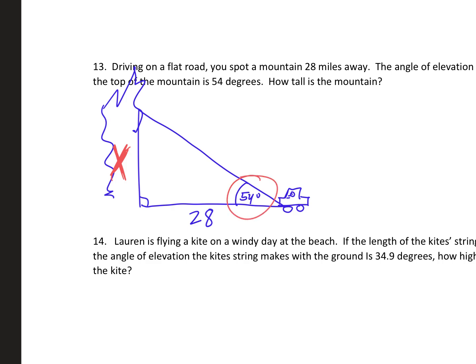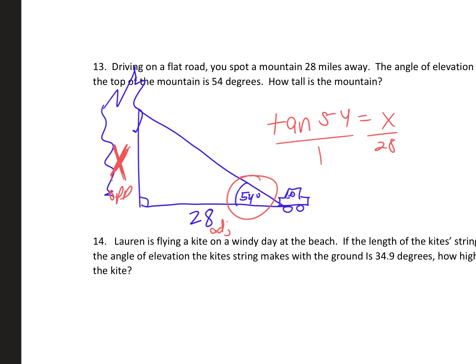So here's my theta. What is x and what is 28? Opposite, adjacent? X is opposite. Perfect. 28 is the adjacent. Tangent. Write down SOHCAHTOA on the top of your paper. What uses O and A? TOA. So tangent of 54 is opposite x over 28. And now we solve this the same way we did the last one.